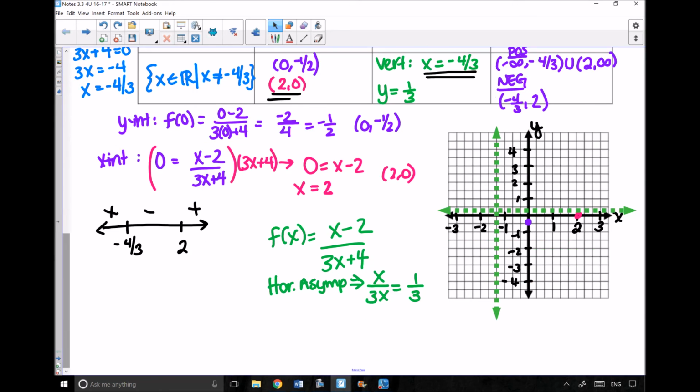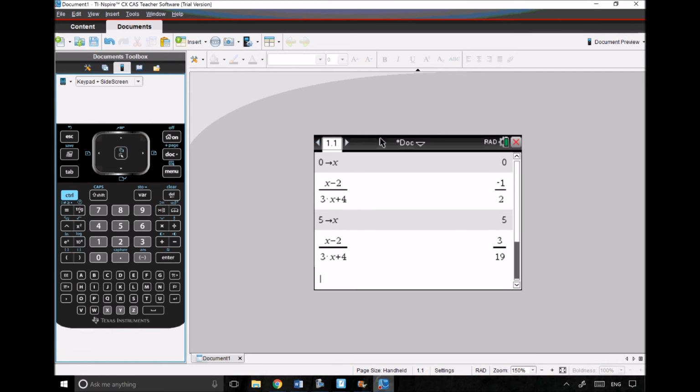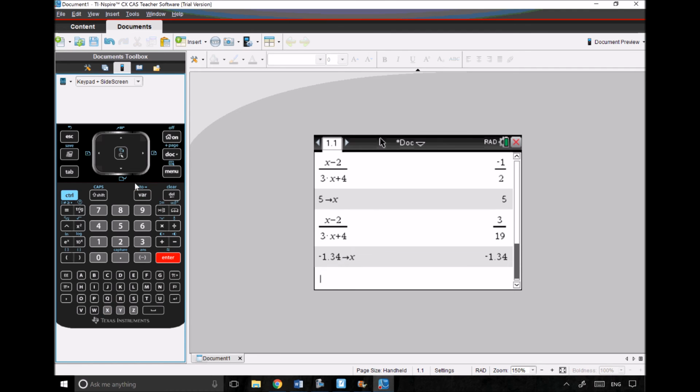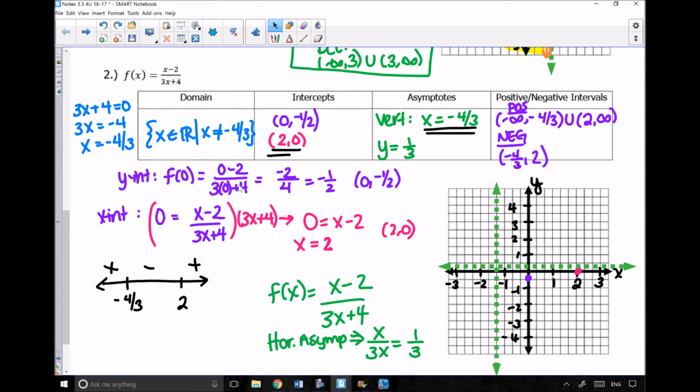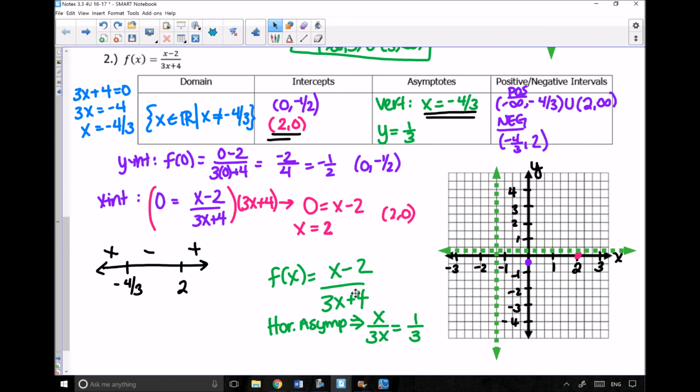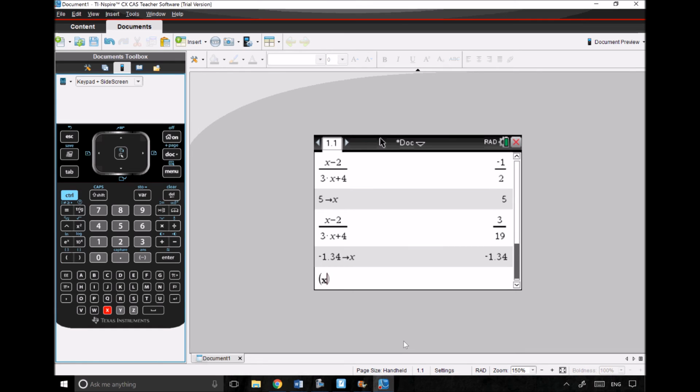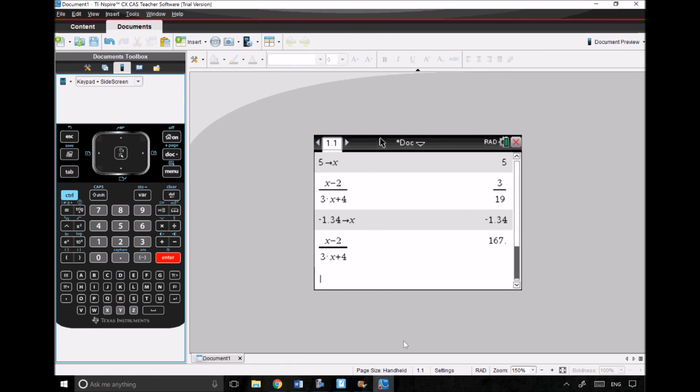Okay. So once I've done that, I have some information to help me figure this out. Now, I need to figure out what happens when I get close to -4/3 on the left side and what happens when I get close to -4/3 on the right side. -4/3 is -1.33333. So on the left side, I'm going to store in -1.34 as x, and then type in my expression, x minus 2 over 3x plus 4. And I get positive 167.